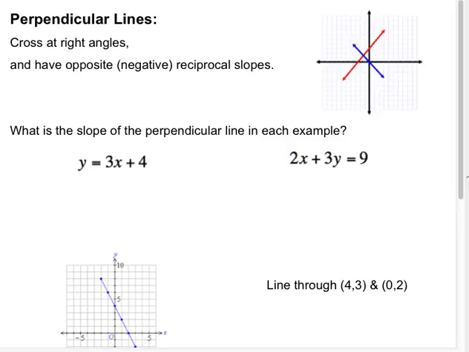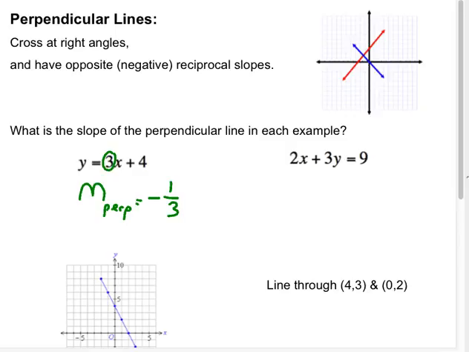So here's the slope of my given line, right? So its perpendicular slope, the slope of a perpendicular line to it, that new slope is going to be opposite and reciprocal. So the slope of the perpendicular line would be negative 1/3.